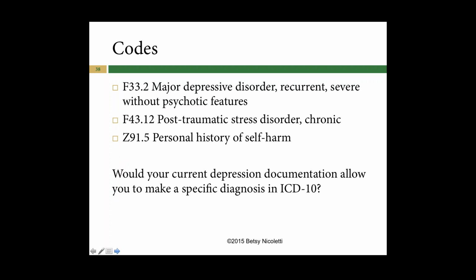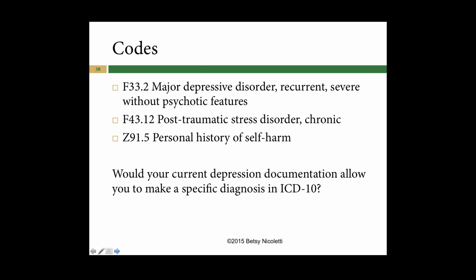So you ask yourself, would your current depression documentation be specific enough? And I know if there are clinicians on the line, you're saying, does it matter? So this example was for a therapist. Does the primary care clinician have to be this specific? And what I'm going to say about that is, if depression is the first code on your claim form, then you want to try to be specific about it.